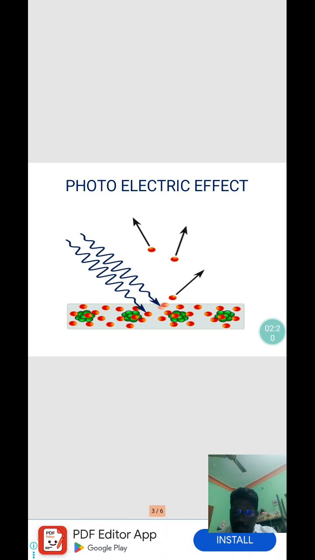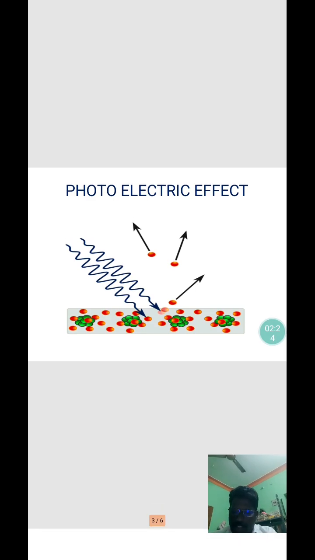Each metal has a minimum frequency called the threshold frequency, below which no electrons are emitted by the incident light. The number of ejected electrons depends upon the intensity of radiation, not on the frequency of radiation. It was discovered by Heinrich Hertz. Einstein explained the photoelectric effect.